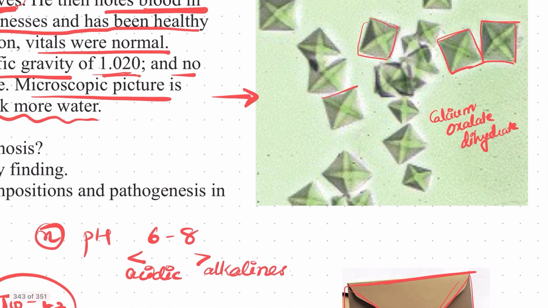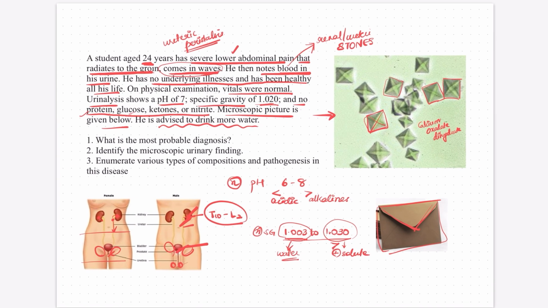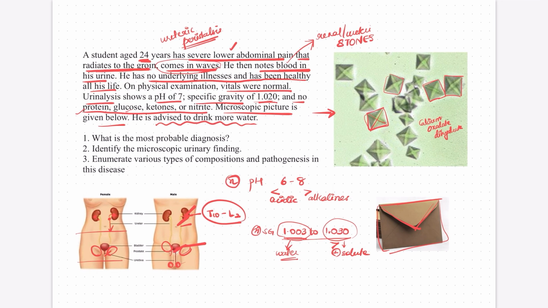So it appears as if it is an envelope, like a box shaped with a cross over it. And also the student is advised to drink more water. In renal stones, the patient is advised to drink more water because excess fluid intake will cause diuresis, and diuresis will push the stone out. Hence, it is highly diagnostic. We have come to a diagnosis of renal stones.